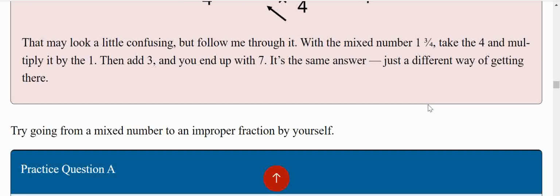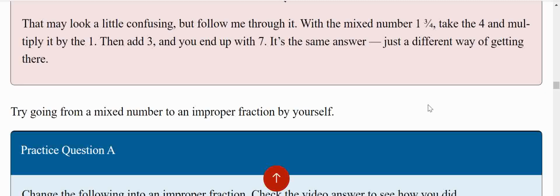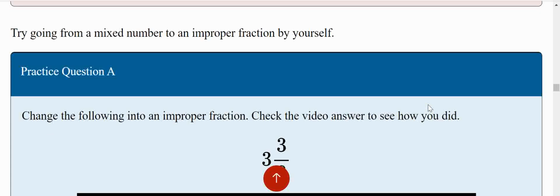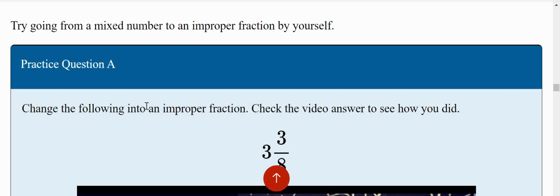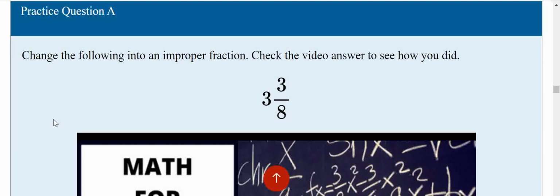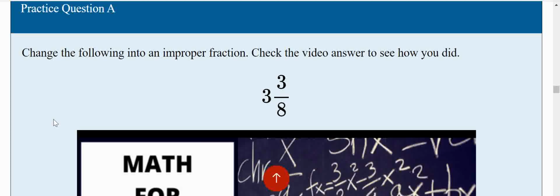Try going from a mixed number to an improper fraction by yourself. Here we have practice question A. Change the following into an improper fraction. Check the video answer to see how you did. So we have 3 and 3/8. And I'll keep going here.